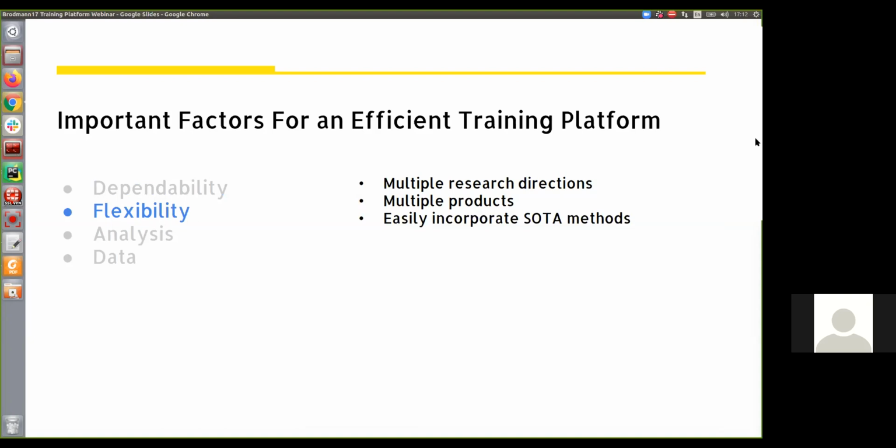The next point is flexibility. If you are trying to beat the state of the art in your field, then you must explore many, many directions. And if you're working on different projects, each with its own challenges, then you must support all kinds of procedures. And you must keep yourself and your code updated with the latest and hottest in the field.